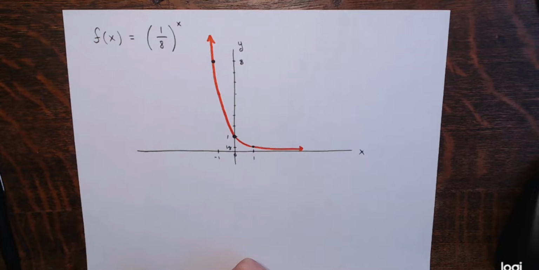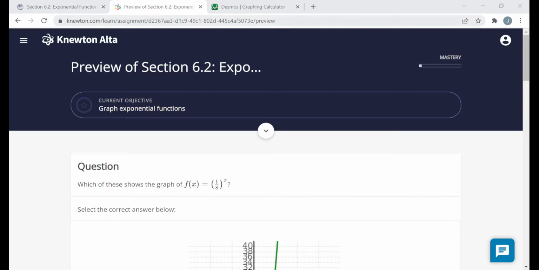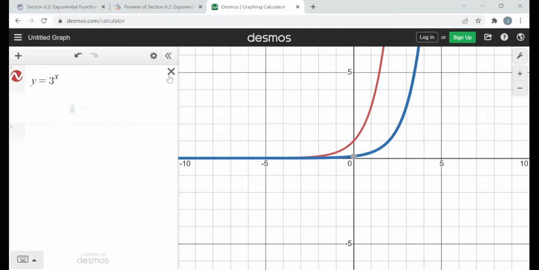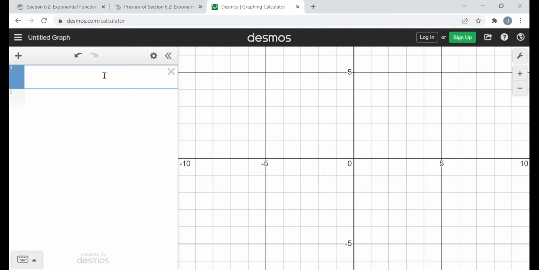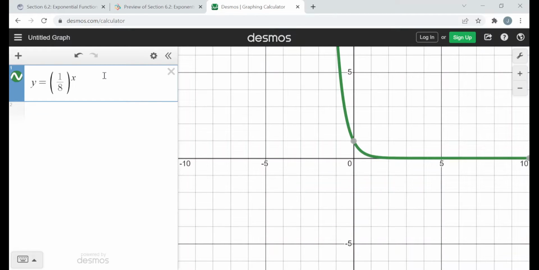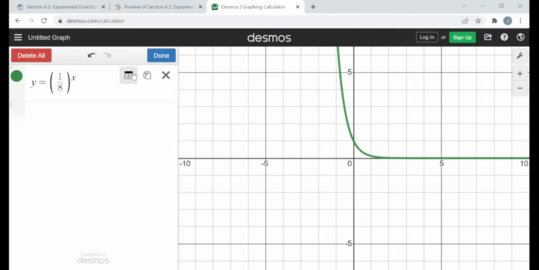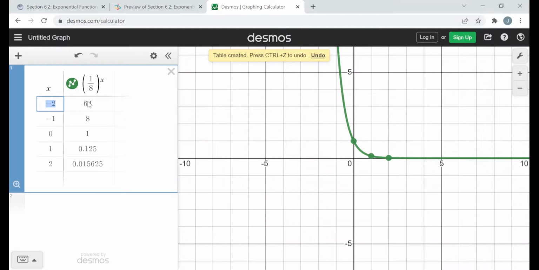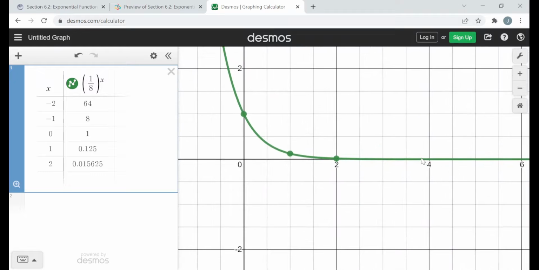So there's a very basic graph of this basic exponential function, and again we can see this in Desmos more clearly. So just getting rid of this stuff here. f(x) = 1/8 to the x, and you see the decrease for sure. (0, 1). I could make a little table here. See (-2, 64), (-1, 8), (0, 1), (1, 1/8), (2, 1/64).